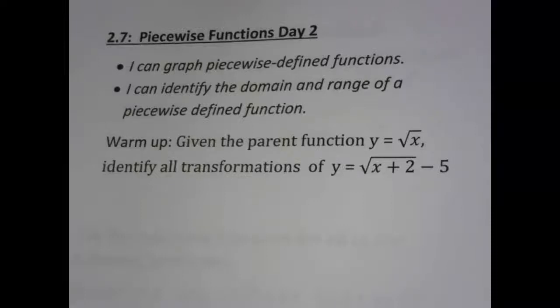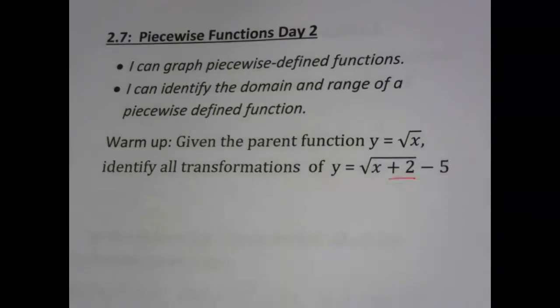This is day 2 of 2.7 piecewise functions. We're going to start off with a warm-up on transformations. Given the parent function is the square root of x, identify all transformations of y equals square root of x plus 2 minus 5. Go ahead and hit pause, see if you can identify those, and then check your work.